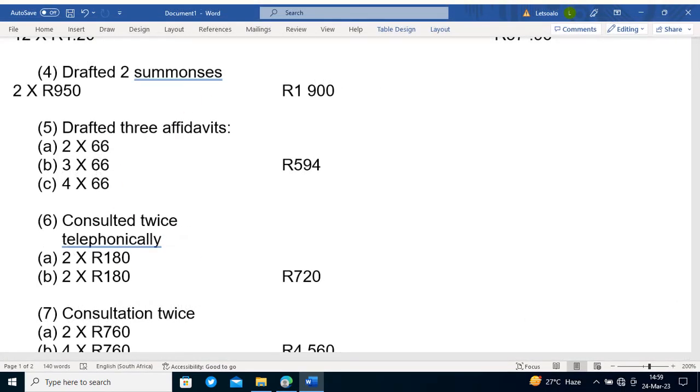So for number 4, guys, I drafted 2 summons, and as you can see, each summons is 950. So they drafted 2, so it's going to be 2 times 950. Then we get 1900, and then we go to number 5.